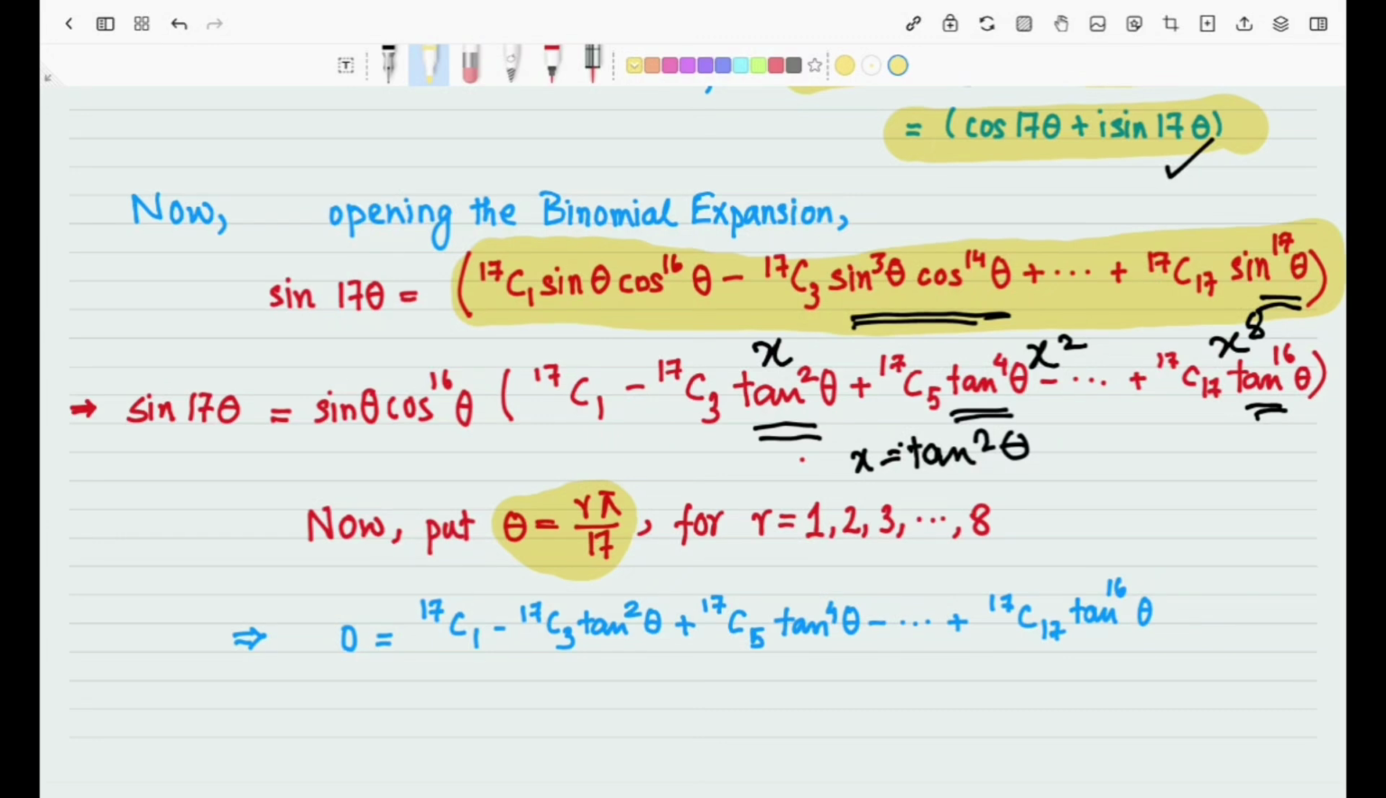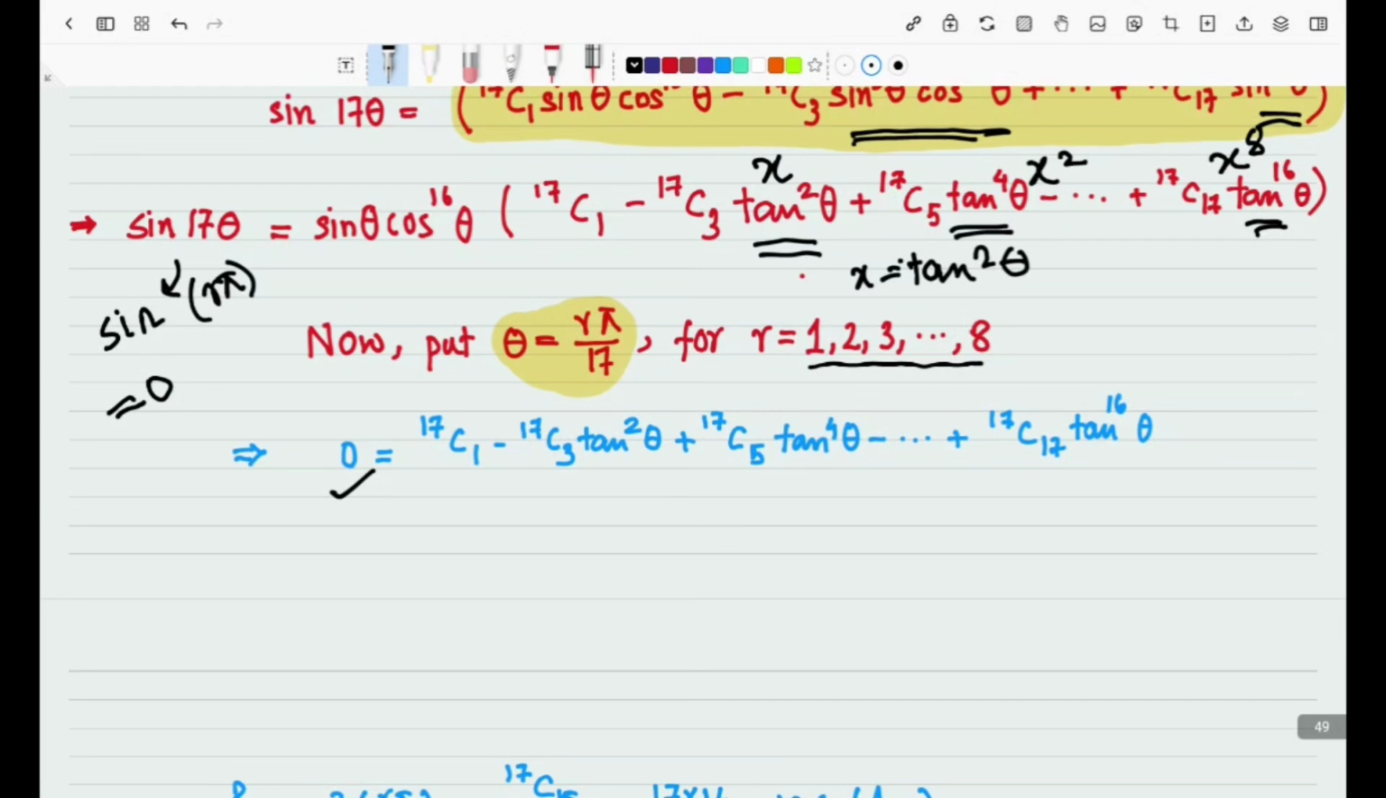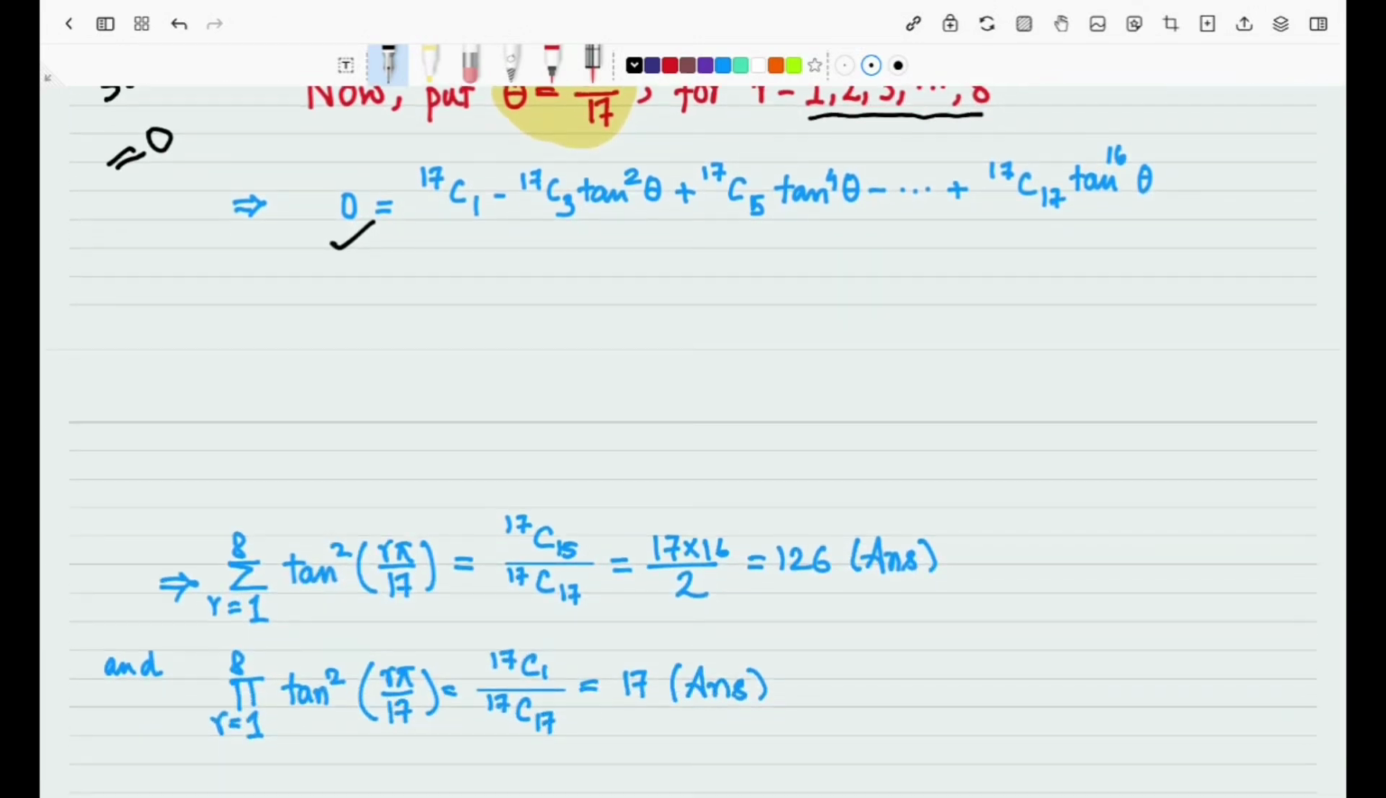Why do we put theta equal to r pi by 17? You can easily understand that when we put theta equal to r pi by 17, this term becomes sine of r pi. Since r is an integer, sine of r pi is equal to 0. That is what I have written on the left hand side of the next equation. After that it is very easy, and you can solve it on your own with the help of Vieta's theorem. I have written down the answers to the problem, that is 126 and 17.